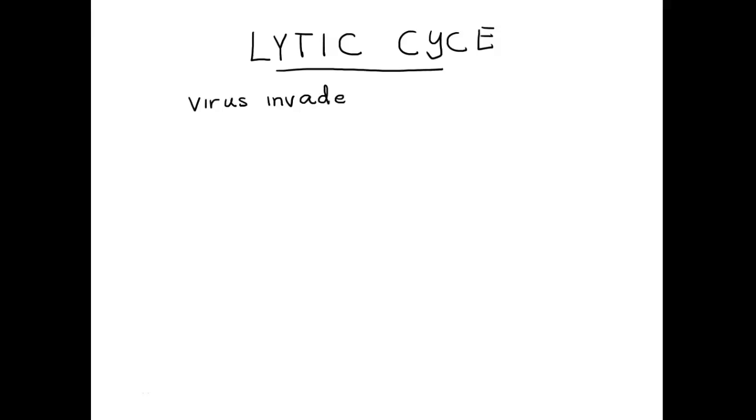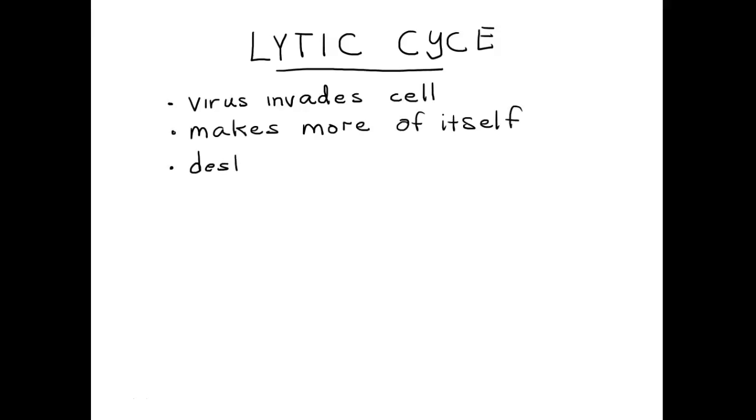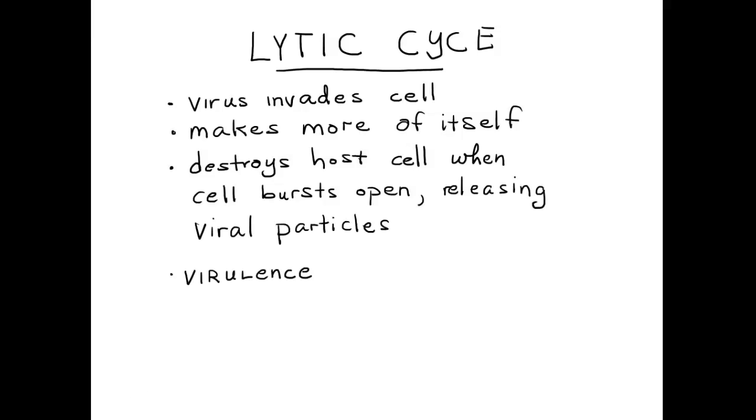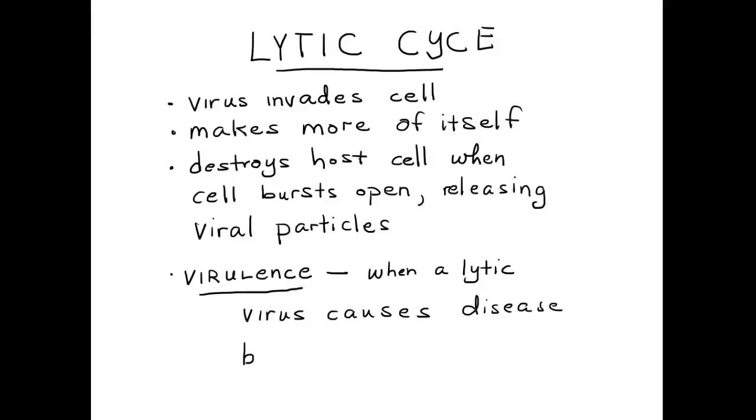When a virus infects a cell and makes more of itself, we say it's in the lytic cycle. C-Y-C-L-E. And in the lytic cycle, the virus first invades the cell, and then it makes more of itself, packages the viral particles, and then it destroys the host cell when the cell bursts open, releasing the new viral particles. And we say that this virus is virulent or has virulence. And that means that when a lytic virus causes a disease, it does so by destroying the host cell.